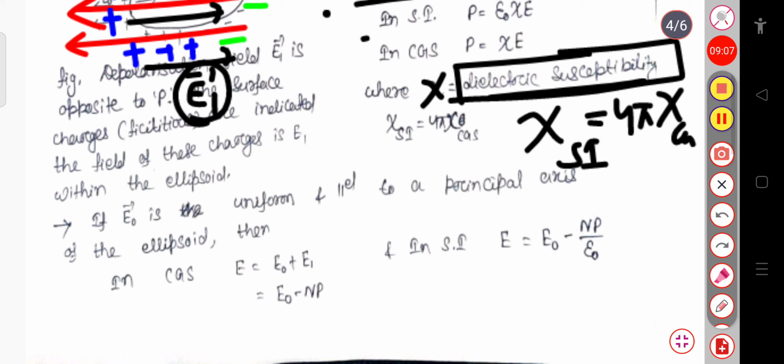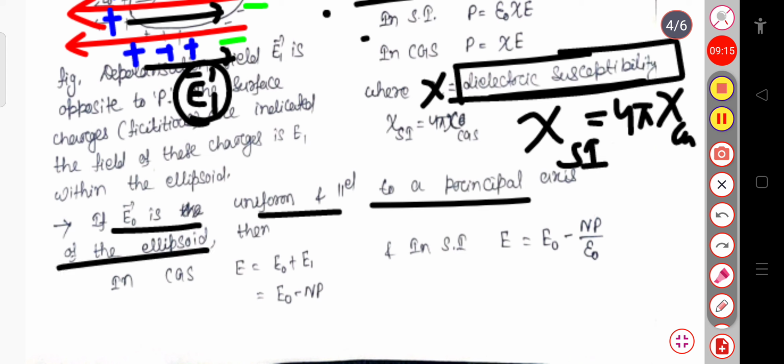Again, if E0 is uniform and parallel to a principal axis of the ellipsoid, then in CGS system the resultant field E will be equal to E0 plus E1.